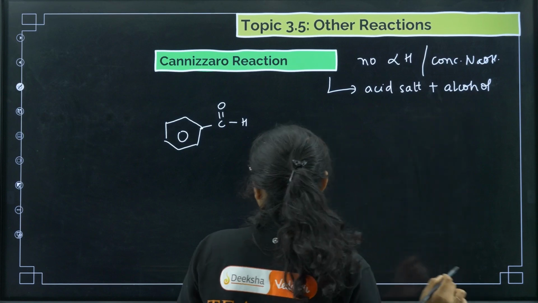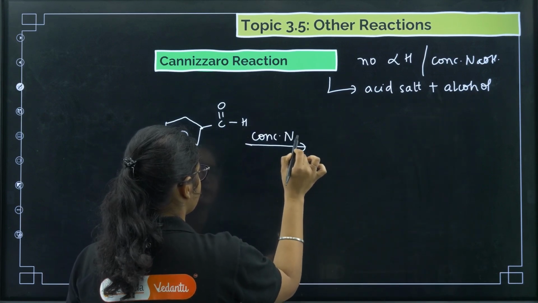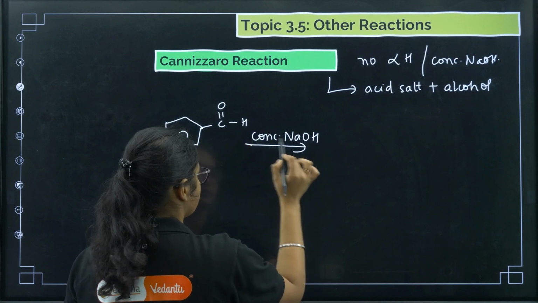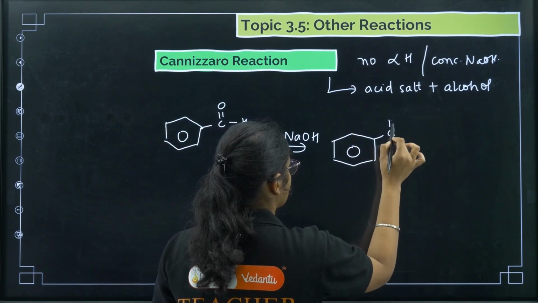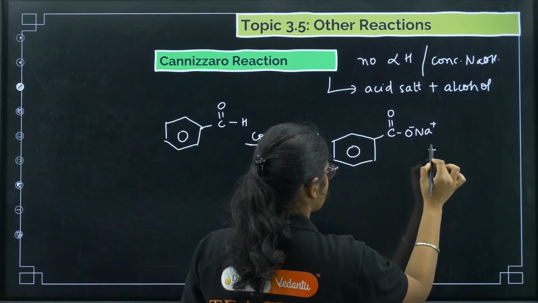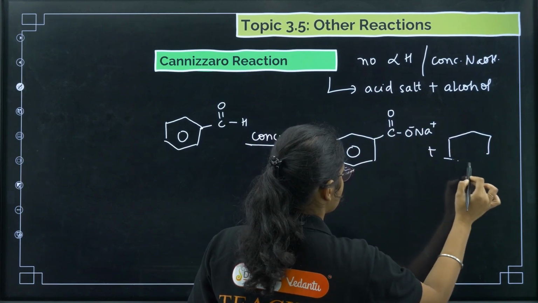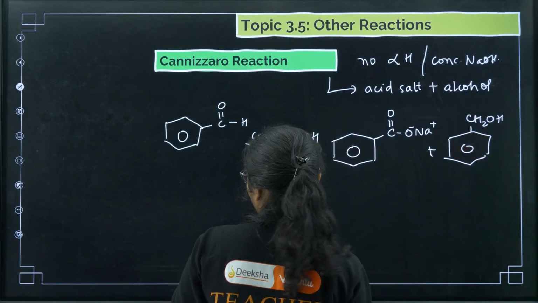These are the products. So here what will happen? You will take concentrated NaOH. So here we will get C double bond O, O minus Na plus, that is your acid salt, and then we will get one more, that is alcohol, CH2OH. Okay.